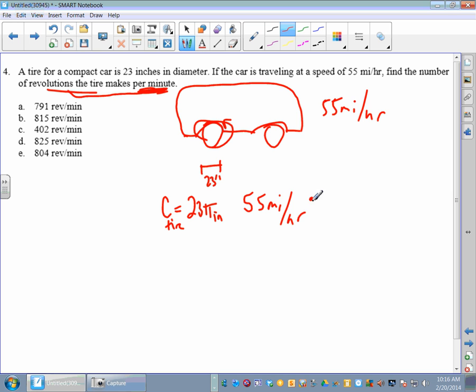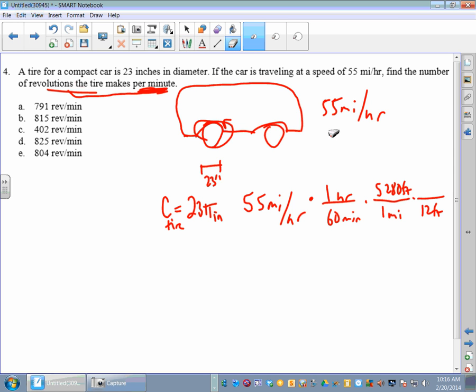Well, it's pretty easy to see that hours are going to change to minutes. That's not too difficult. 1 hour is 60 minutes. The miles are going to change to inches. It's just a question, do you want to do this all at once or do you want to take your time? 1 mile is 5,280 feet. I know that's true. And then the 12 inches are in 1 foot. So I have 5,280 feet, so I have 1 foot and 12 inches.